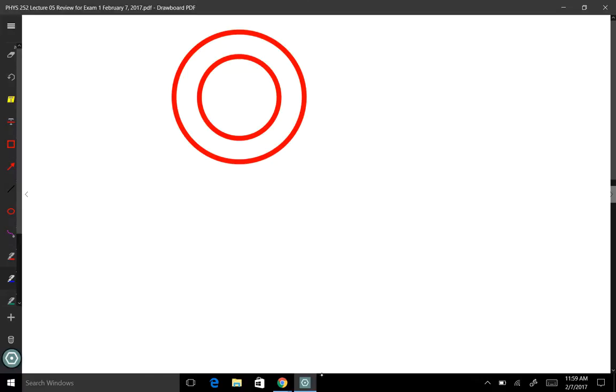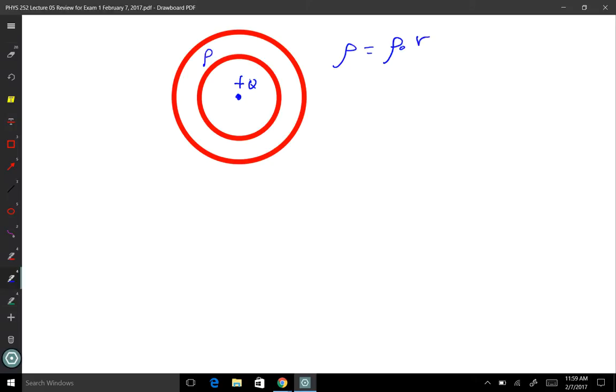And we're going to put at the very center charge plus Q. And then I'm going to have this filled with rho, where rho is equal to rho 0 r. So as the radius gets bigger, you have a higher amount of charge, and it's just linear with radius. So that rho is only between these two here.